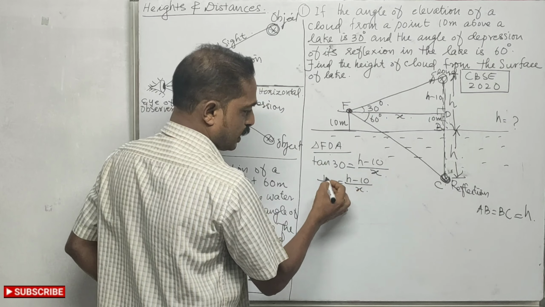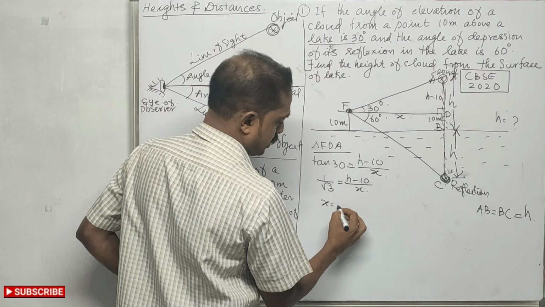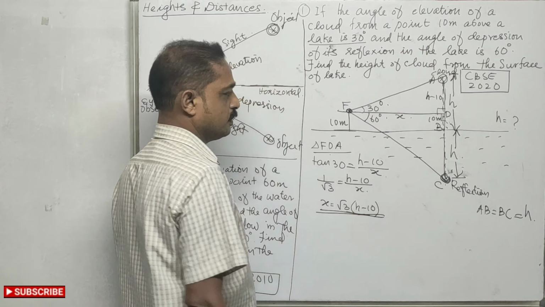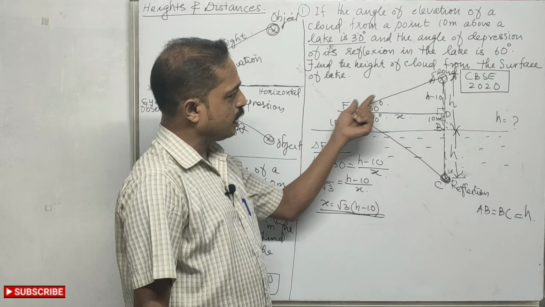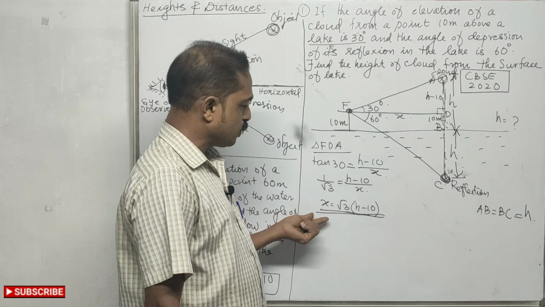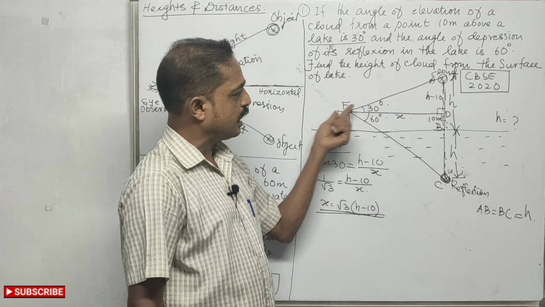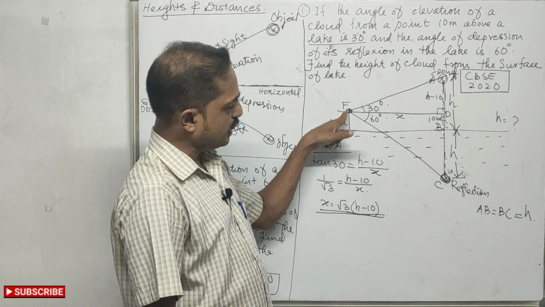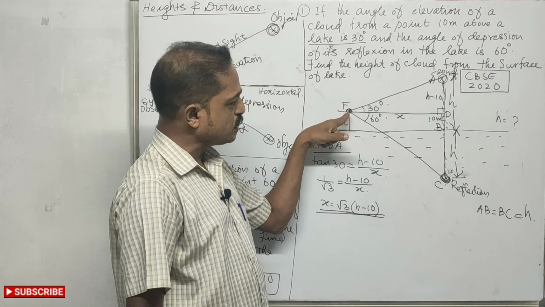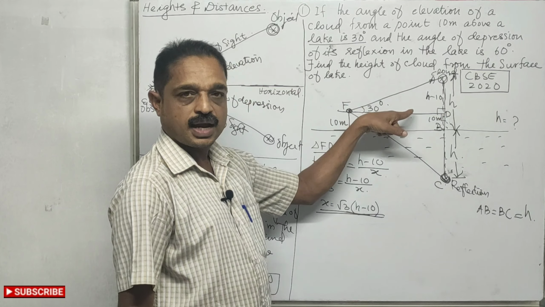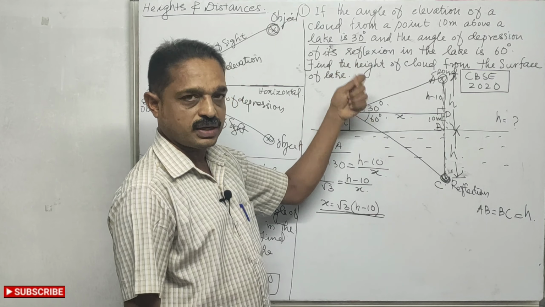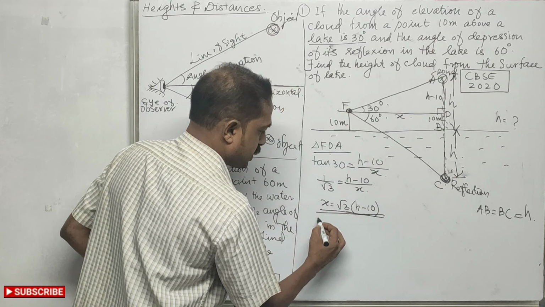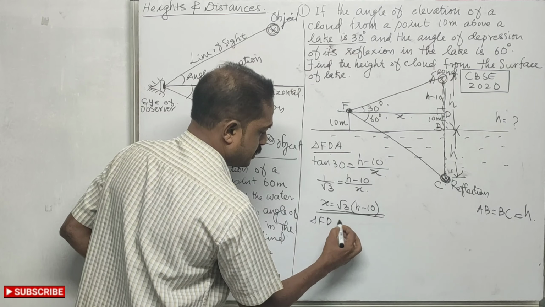Cross multiplying, you will get 1 into X. X is equal to root 3 into H minus 10. So using the triangle FDA, we have calculated the side X, that is FD, as root 3 into H minus 10. Next, from the triangle FDC also we can calculate the value of X and equate the two values of X. So next we are considering the triangle FDC.